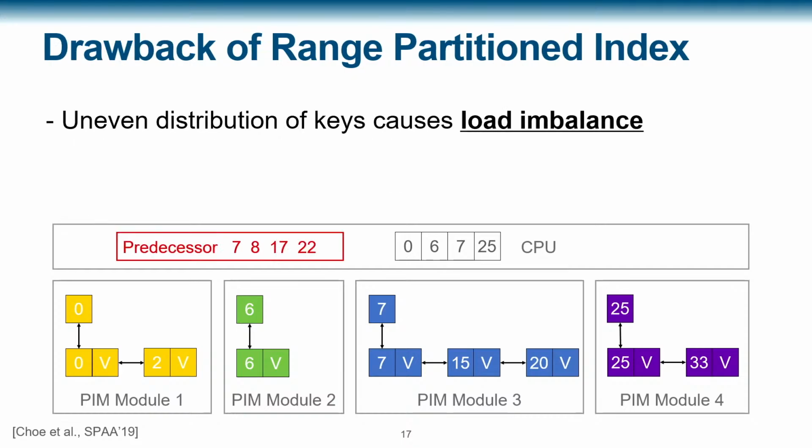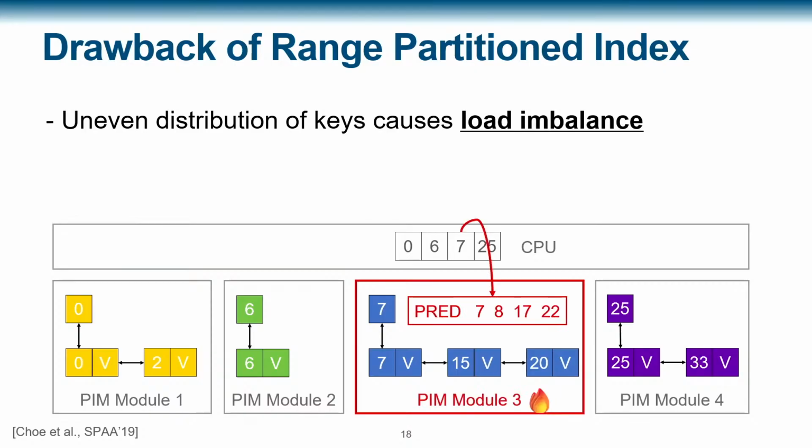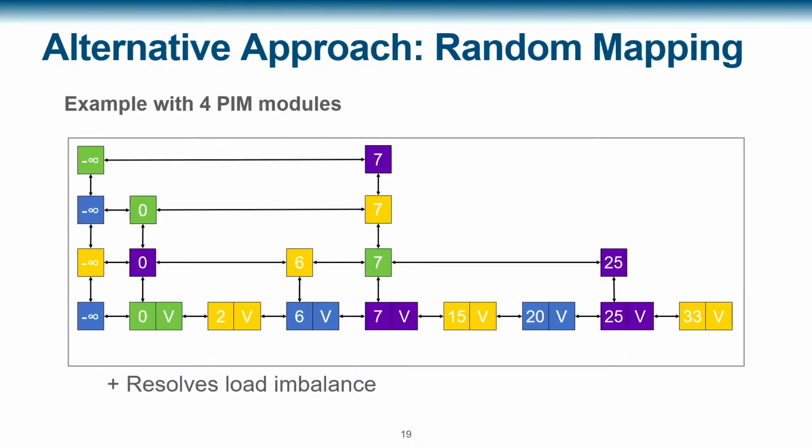So again, here's the example. Suppose the queries are: I want the predecessor of 7, 8, 17, 22. They all end up here, right? So you've got three PIM modules idle, and you've got one having to do all the work. Okay. All right.